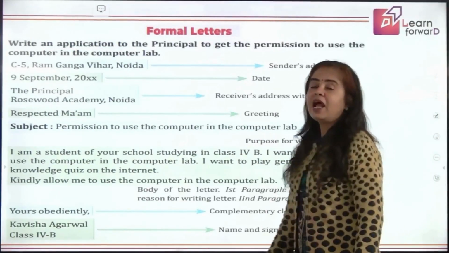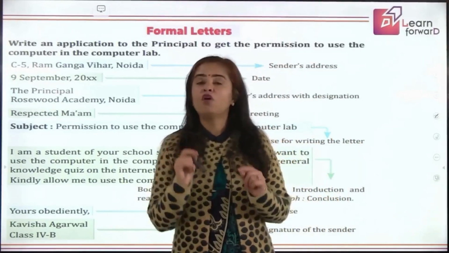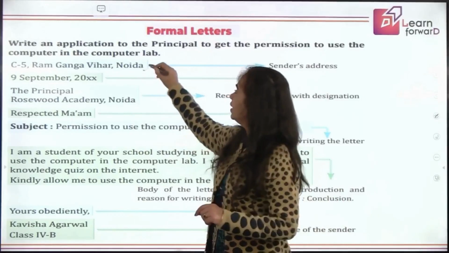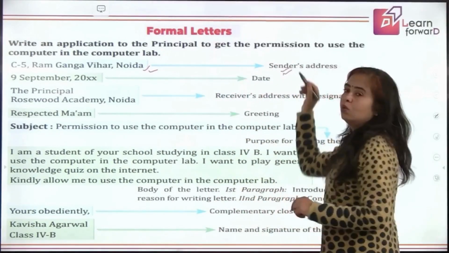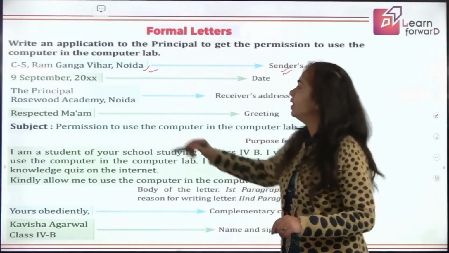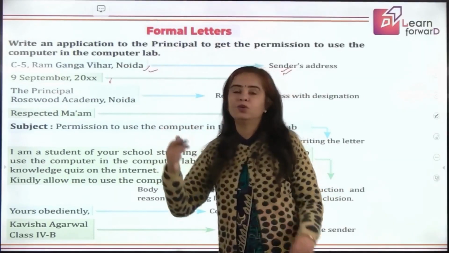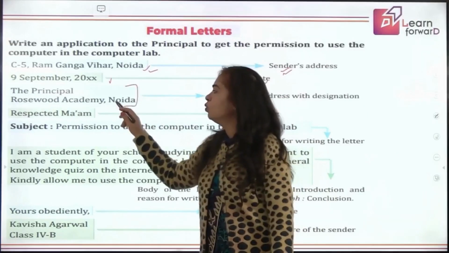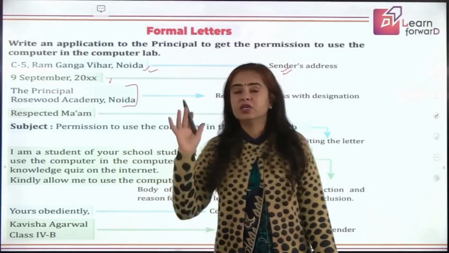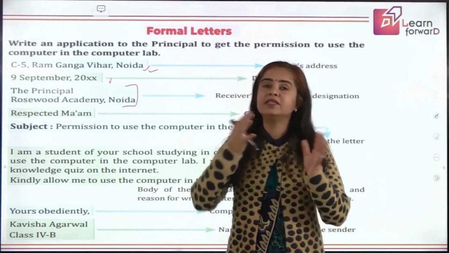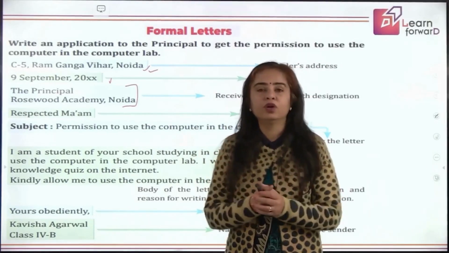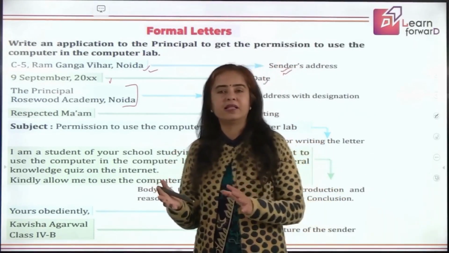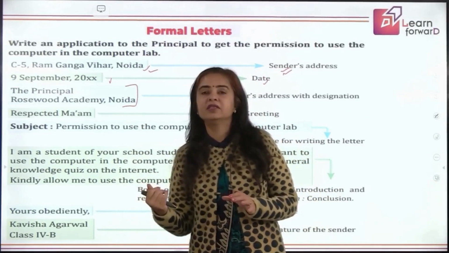Yes. Now here's the format for formal letters, children. And how do you begin? Again here, you have to write your own address. And then comes the date, as you do in your informal letters. And finally, to whom are you writing this? Just like in informal letters, you write "dear," and you refer to the name or the relation: dear uncle, dear father, dear mama, dear friend, like that.